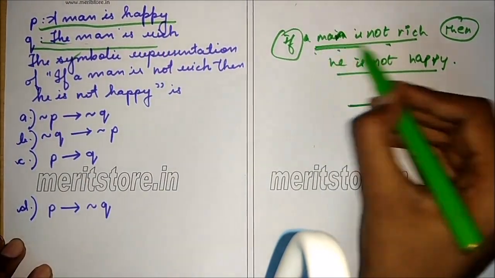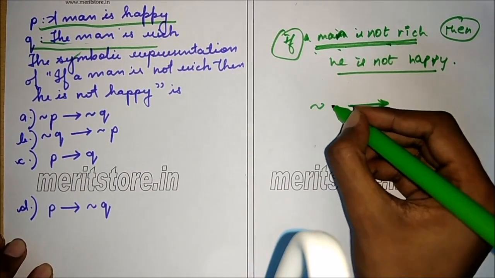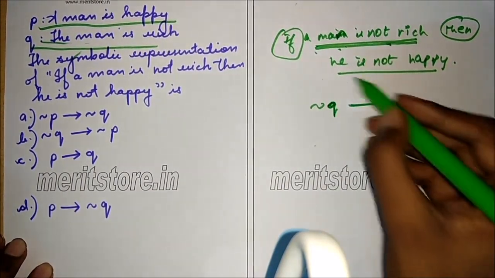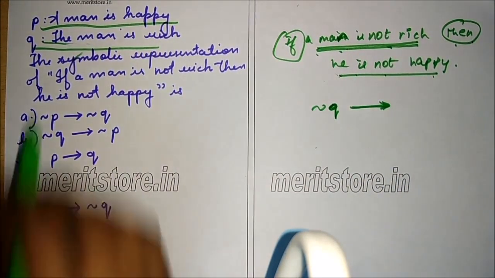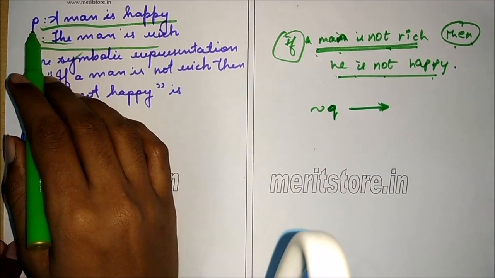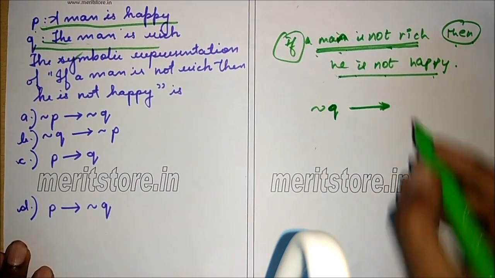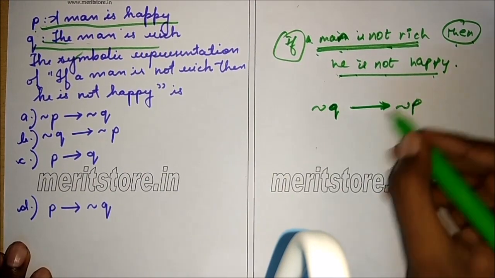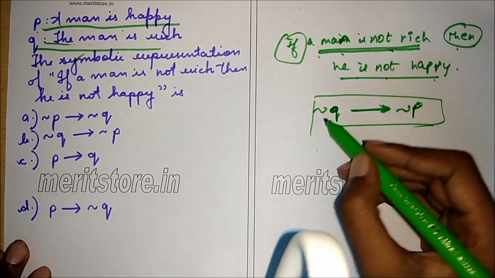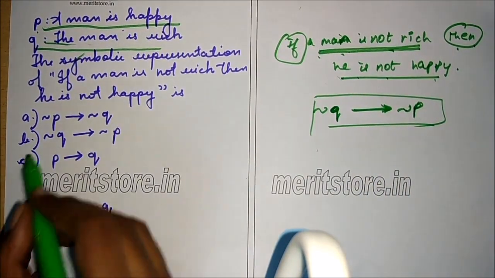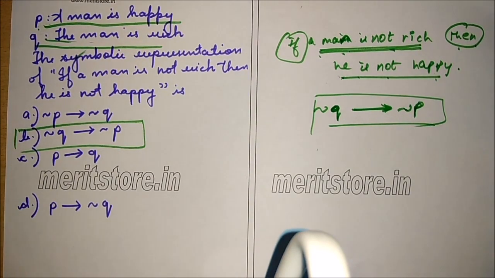So this is the inverse of this. The inverse of a man is not rich is negation Q, so it starts with negation Q. And after then, it is he is not happy. So he is not happy is the negation of P, that is, a man is happy. So this will be negation P. So the symbolic form of if a man is not rich, then he is not happy is negation of Q implies negation of P. So the answer is B.